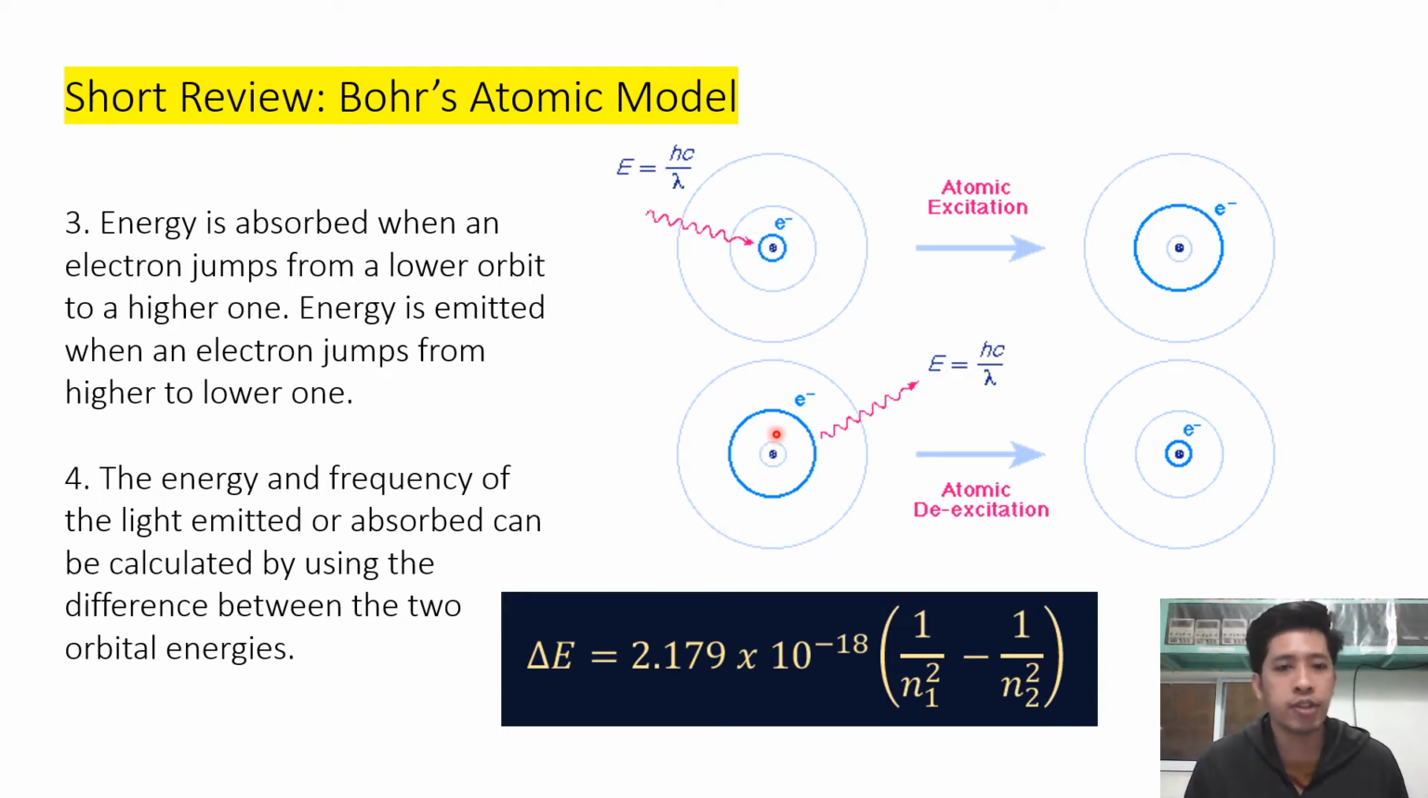The energy and frequency of the light emitted or absorbed can be calculated by using the difference between the two orbital energies. That is, delta E is equal to 2.179 times 10 to the negative 18 of 1 over n1 squared minus 1 over n2 squared. The energy for atomic excitation and de-excitation is equal to hc over lambda.